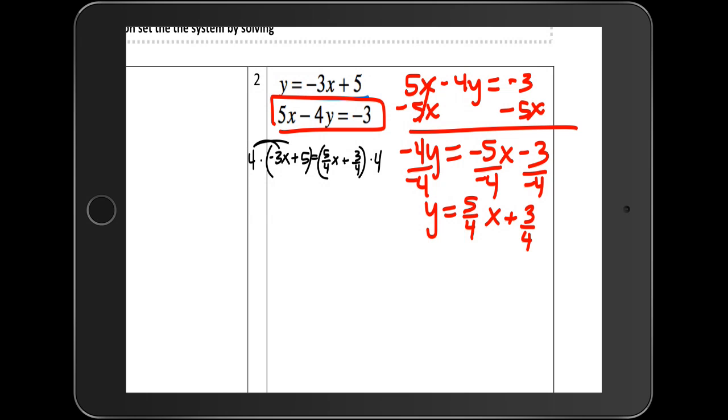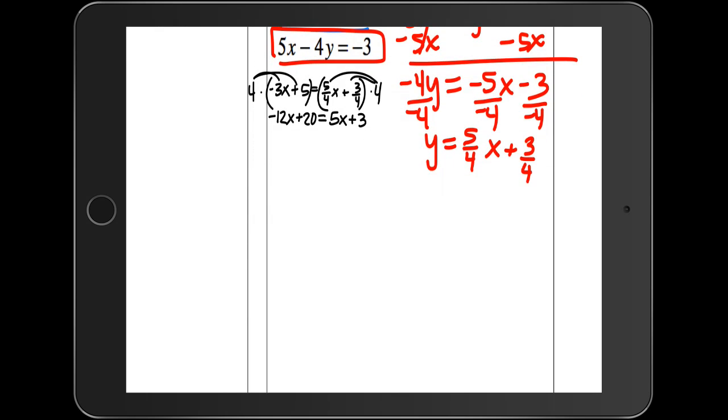Make sure we're distributing correctly. Draw your lines connecting so that you don't forget anything. 4 times negative 3 gives me negative 12x. 4 times 5 gives me positive 20 equals. Multiplying the right side by 4 was to get rid of the fraction, so I'm left with 5x plus 3. And then I solve this equation by moving x to one side, adding 12x to each side. I bring down my 20 equals 17x plus 3, and you're probably thinking, oh man, this looks ugly.